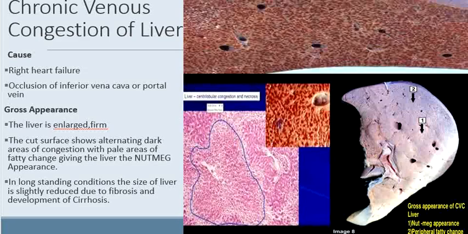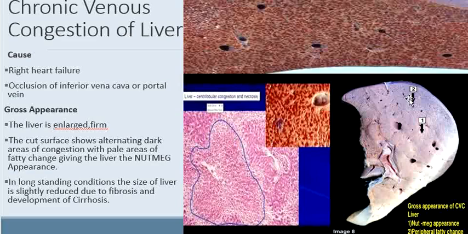Let's discuss the chronic venous congestion of liver. What is the cause? Right heart failure, occlusion of inferior vena cava, portal vein obstruction. What is the gross appearance? The liver is enlarged, firm. The cut surface shows alternating dark areas of congestion with pale areas of fatty change, giving the liver the nutmeg appearance. In long-standing conditions, the size of the liver is slightly reduced due to fibrosis and development of cirrhosis.